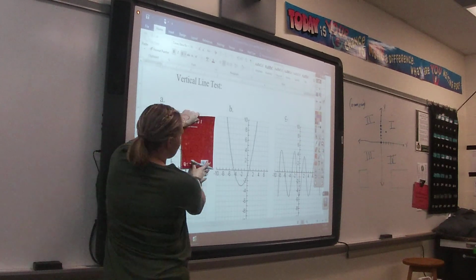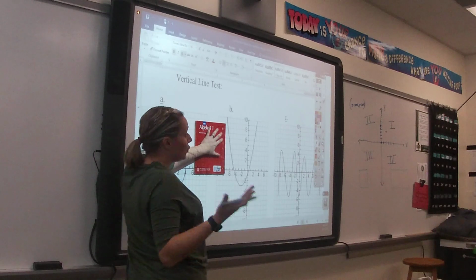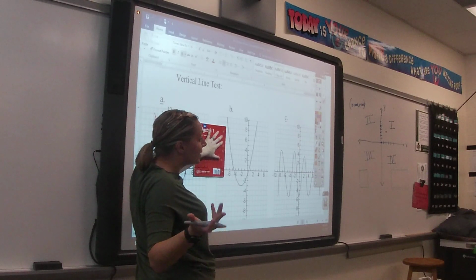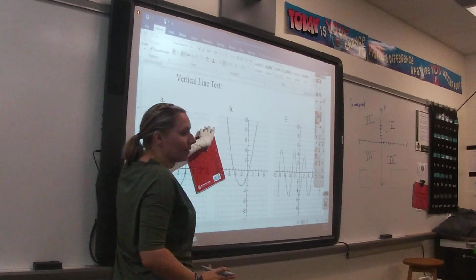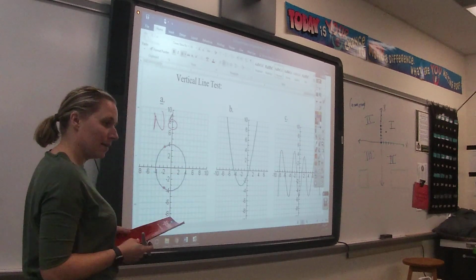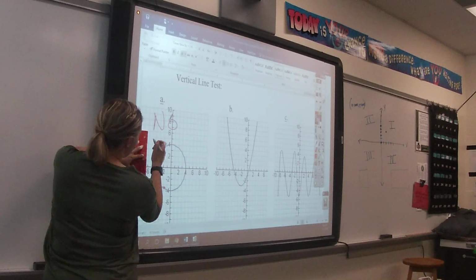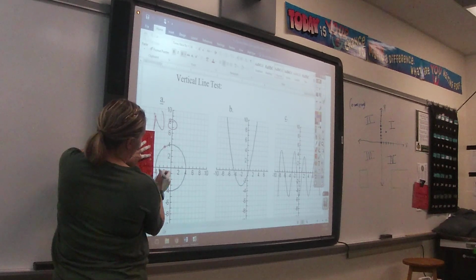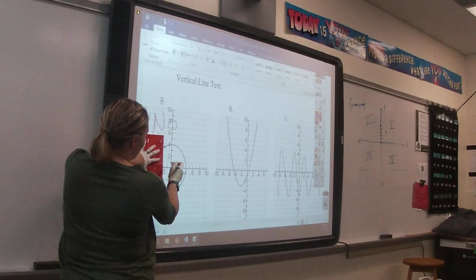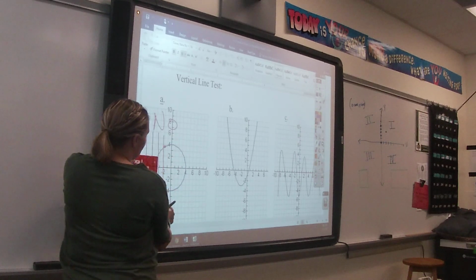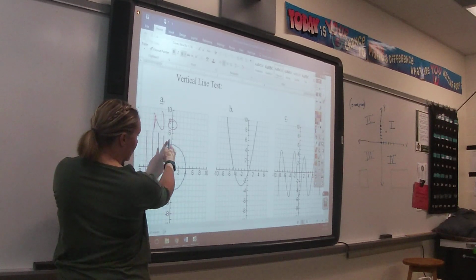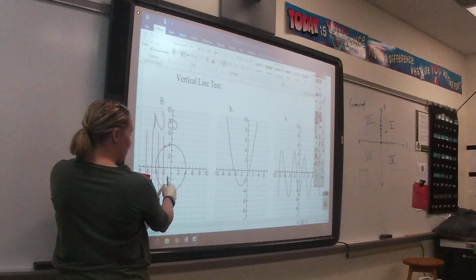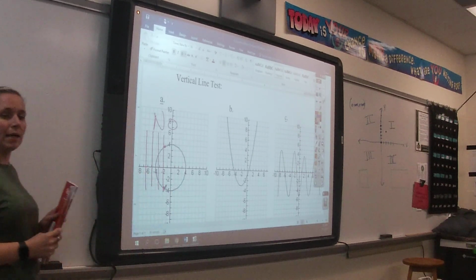What do you mean by it's touching the graph? Okay, so I want you to imagine this as a vertical line, the edge of my paper. So I'm constantly making vertical lines. Do you see how I found a vertical line that touches the blue graph twice? Okay, does that make sense?